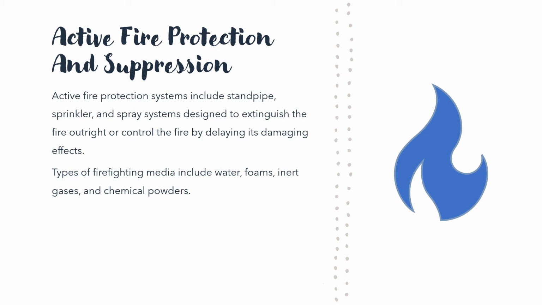Active protection systems include standpipes, sprinklers, and spray systems designed to extinguish the fire outright or control the fire by delaying its damaging effects. Types of firefighting media include water, foams, inert gases, and chemical powders.